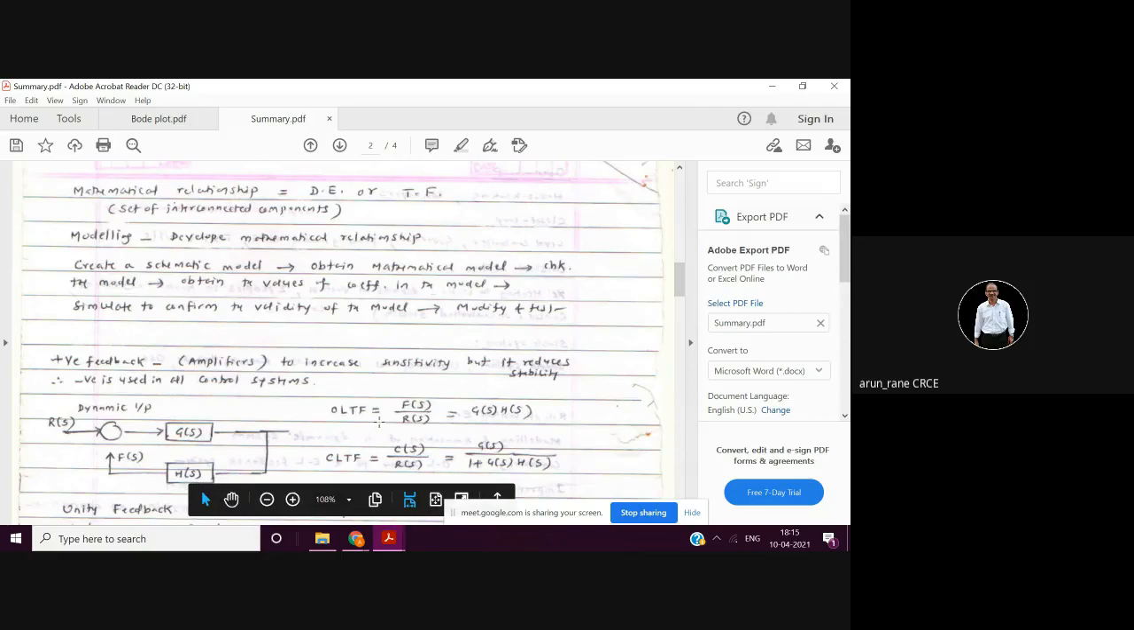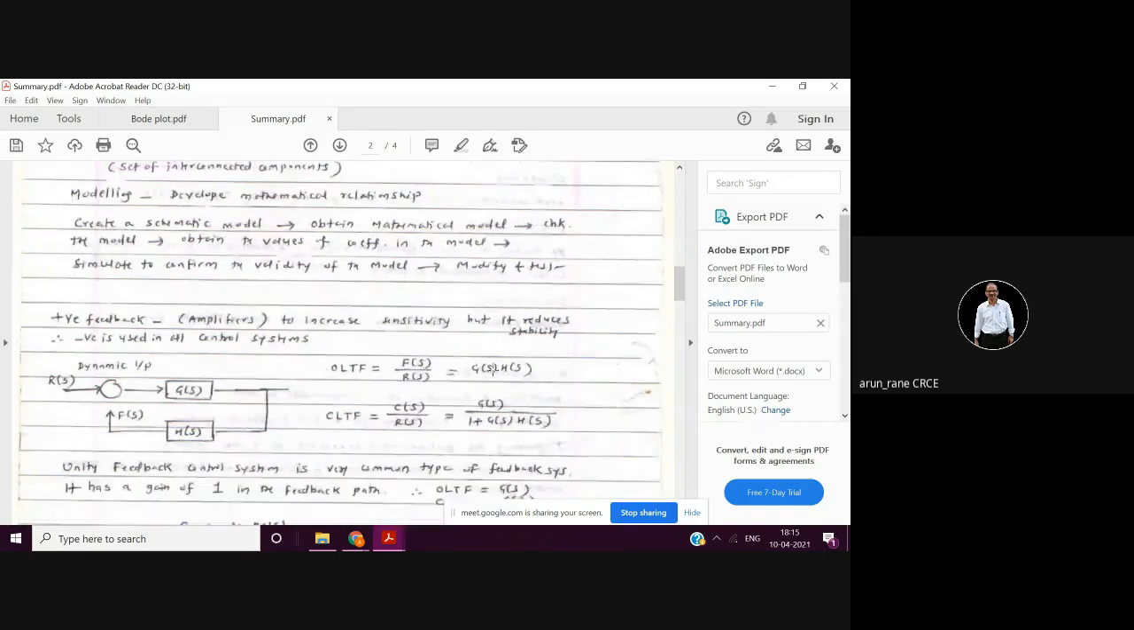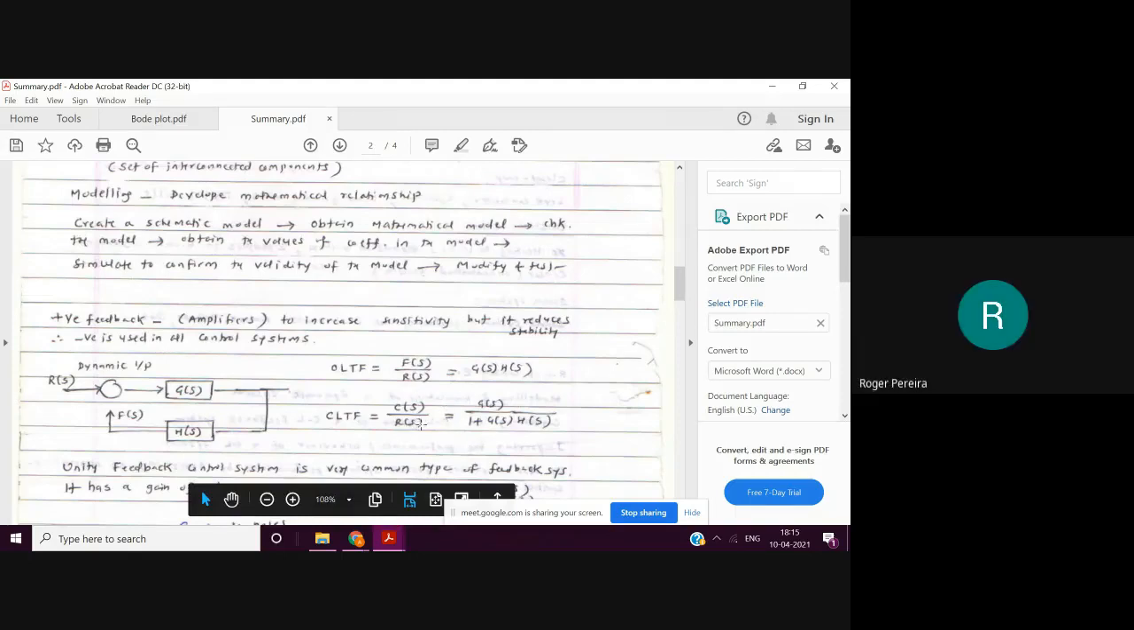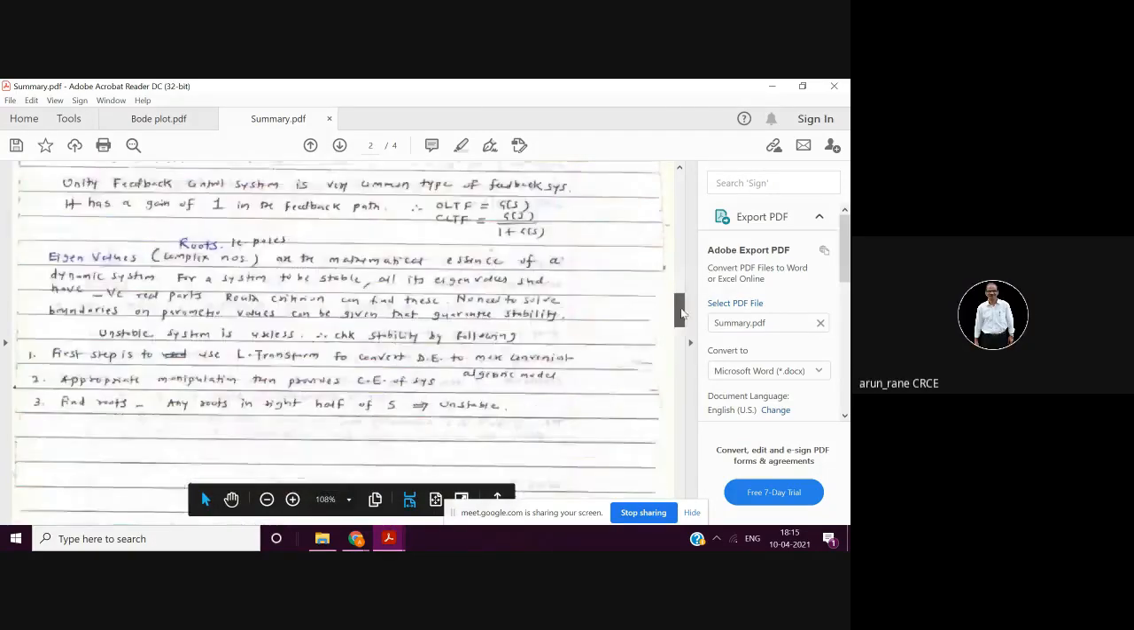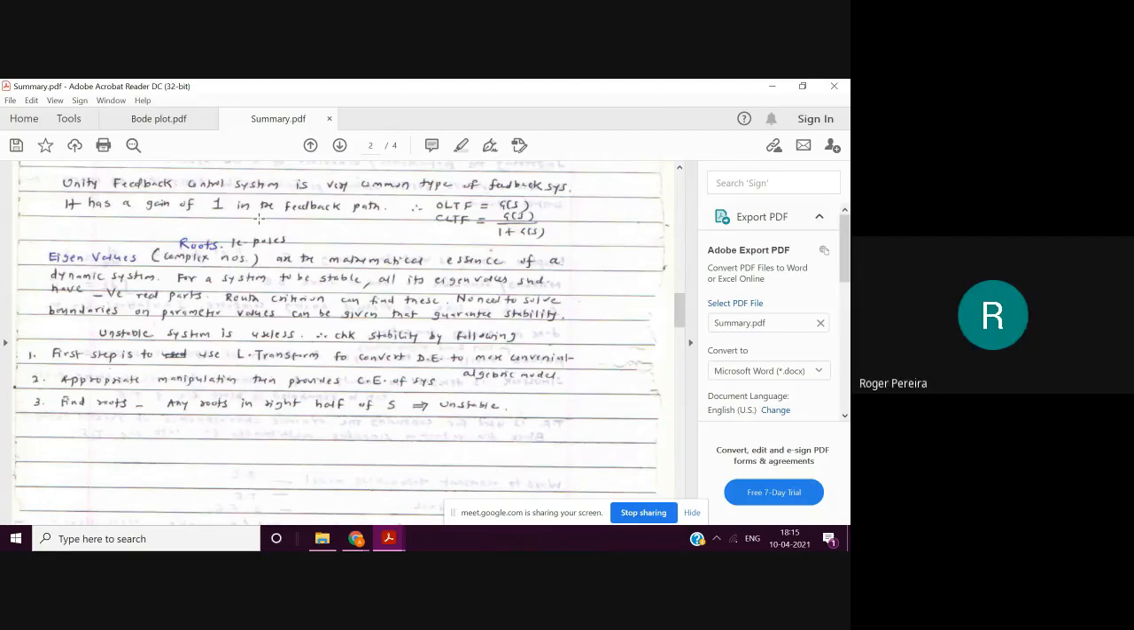Open loop transfer function is represented by G(s)H(s). Closed loop transfer function is represented by G(s) upon 1 plus G(s)H(s). Unity feedback control system is a very common type of feedback system. It has a gain of 1 in the feedback path. So that's why you get this 1 plus G(s).